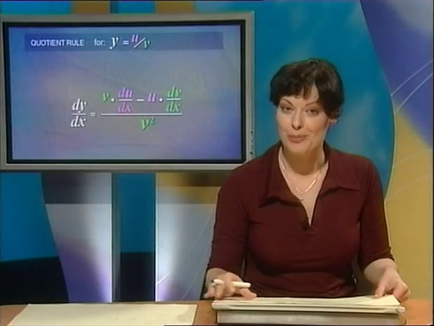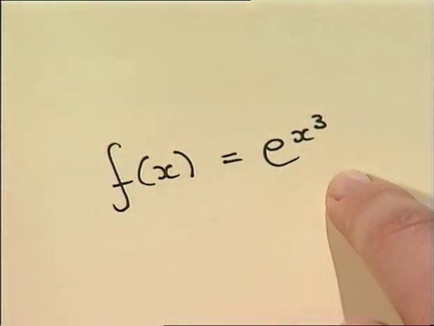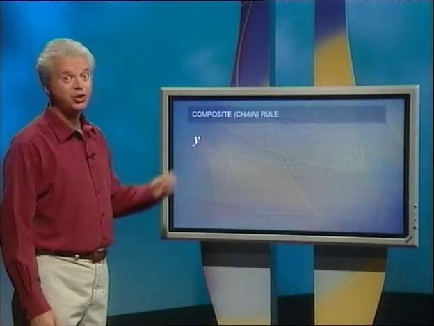OK, now for my third problem. I need to find the derivative of this function, e to the x cubed. Well, now I have a problem that isn't simply a product or quotient of two functions of x, but it's a function of a function of x. And to deal with this, I'll need yet another rule. Alan? Well, here Sarah needs what we call the composite or the chain rule.